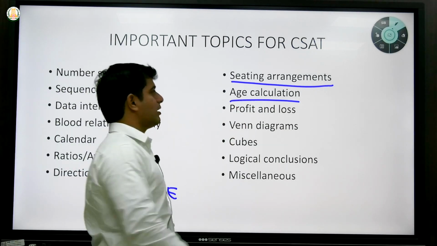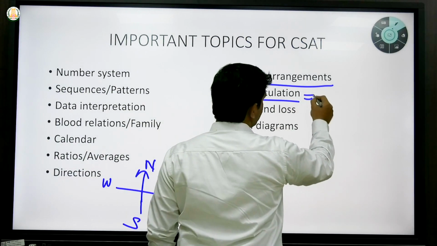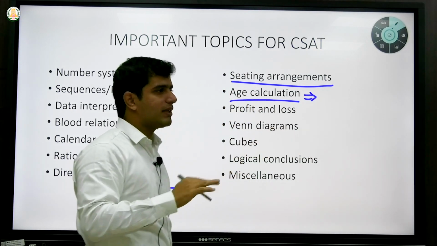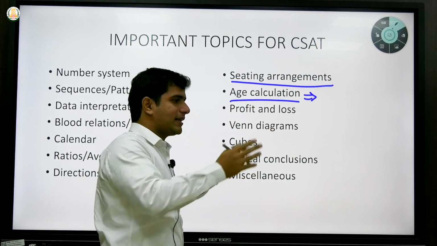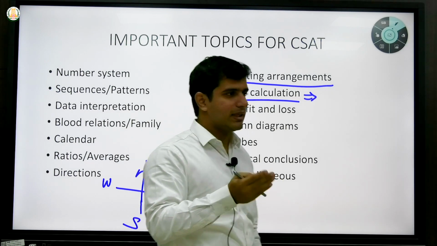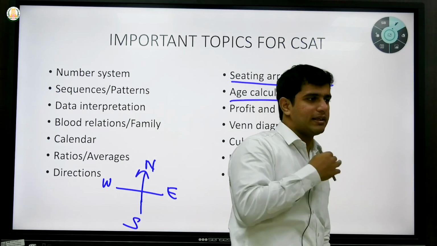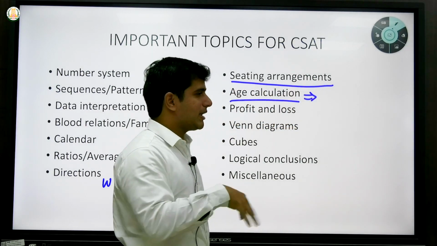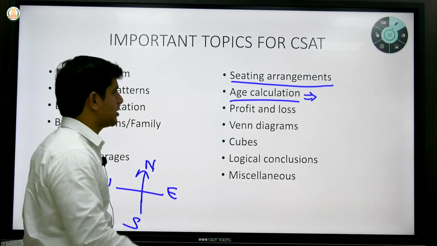So in age calculation, be a little careful in the framing of the question statements. Sometimes they are very tricky. Like they'll say 8 years ago, so you should understand that it's in the past and you should subtract 8 instead of adding 8. Some kind of those things you have to remember.